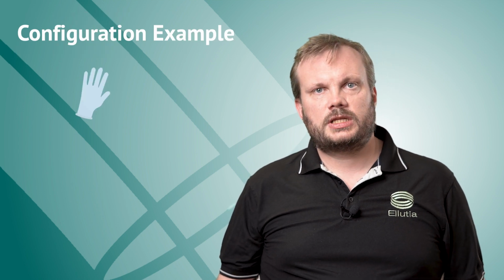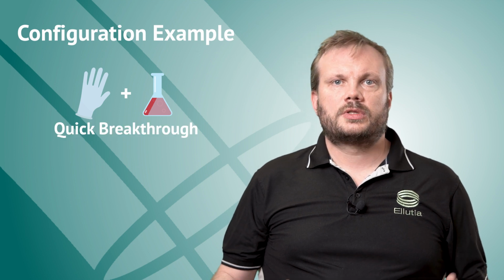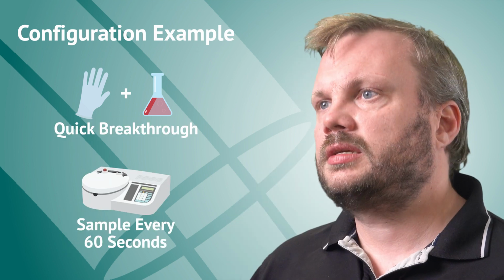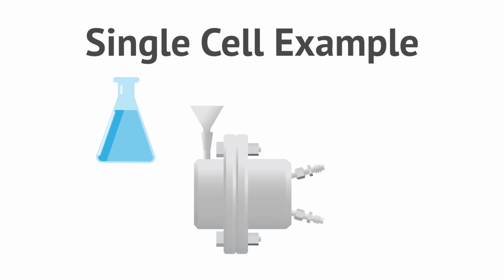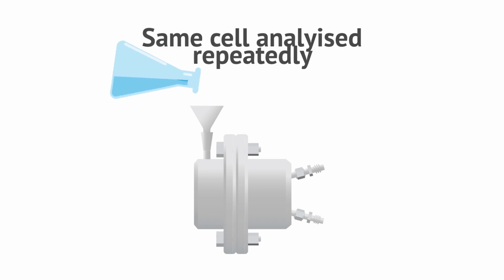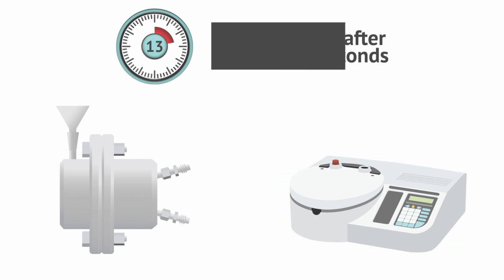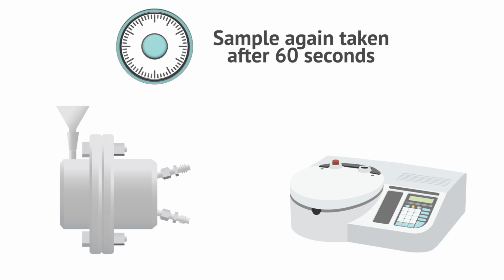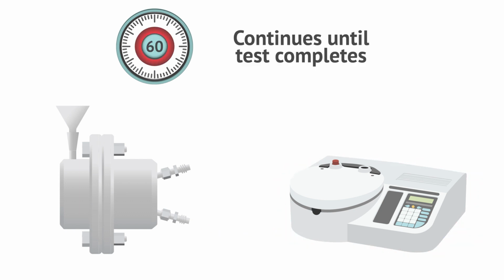For example, if we have a combination of test material and challenge chemical that is expected to break through quickly, we would sample every 60 seconds. This helps us get a more accurate picture of the permeation process. In this example, once a challenge chemical is added, the same cell is analysed repeatedly. The sample is taken after 60 seconds, then again after another 60 seconds, then again after 60 seconds, and so on. This will continue until breakthrough has happened or the test has run its course.